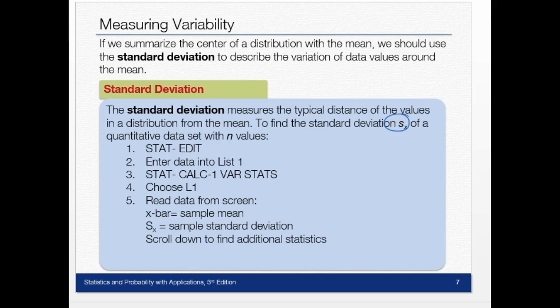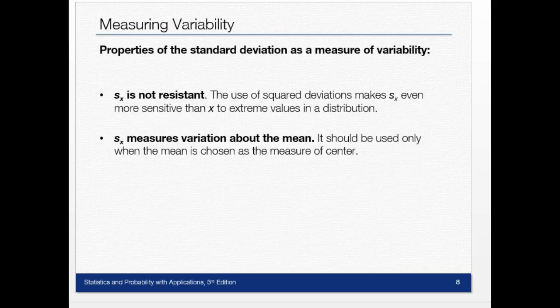Okay, here are your keystrokes. Make sure you fill this in on your notes. Stat, Edit. Enter your data into list 1, then hit Stat, Calc, 1-Var Stats. Choose list 1, enter, hit calculate, and then from the screen you're going to see x-bar. Remember, x-bar is the sample mean. Sx is the sample standard deviation. That's what we want. And if you scroll down on the screen, you will find additional statistics, like Q1 and Q3. We're going to show you that here in a minute on the calculator.